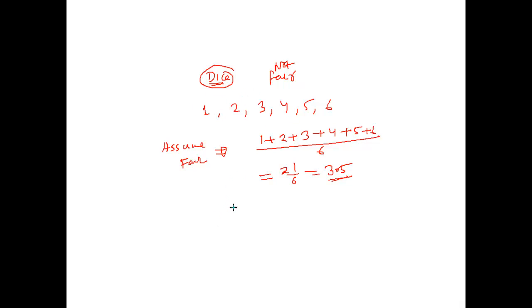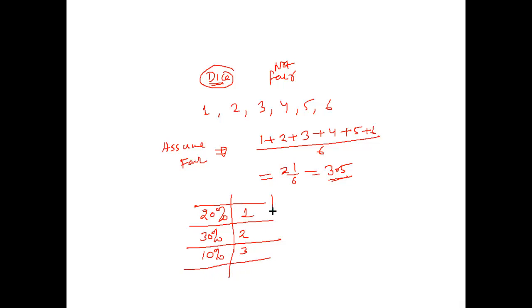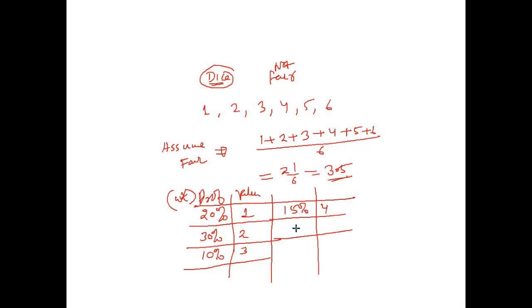But what if I say that 20% of the time you get a value of 1, 30% of the time you get a value of 2, then 10% of the time you get a value of 3. So we have the value and the probability, or we can say this is a weight, how many times it comes. Then 15% of the time you get 4, 20% of the time you get 5, and only 5% of the time you get 6.